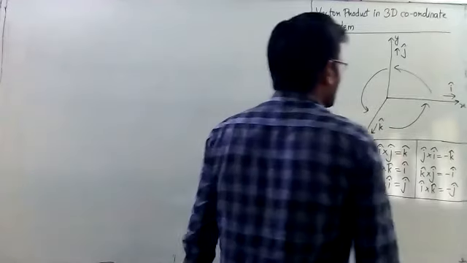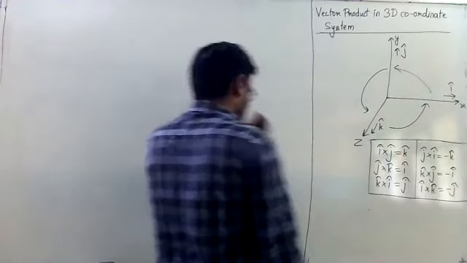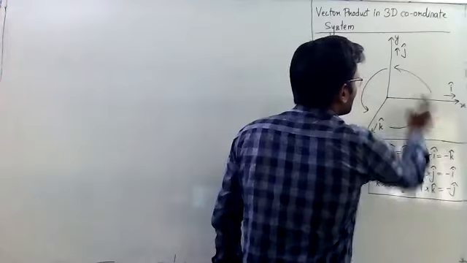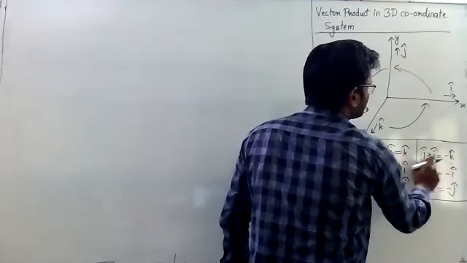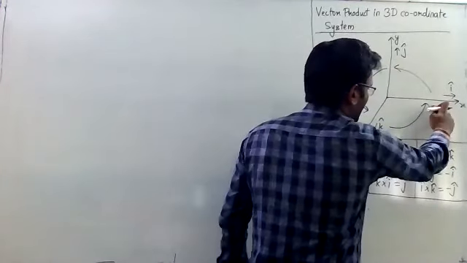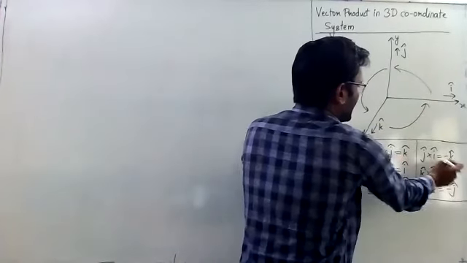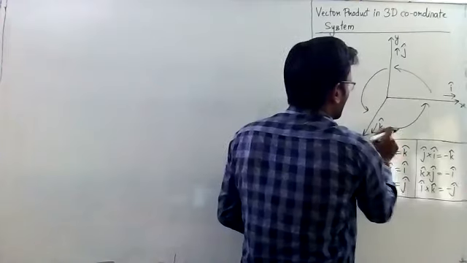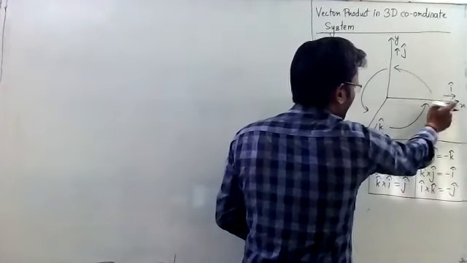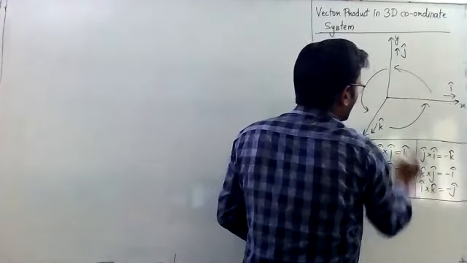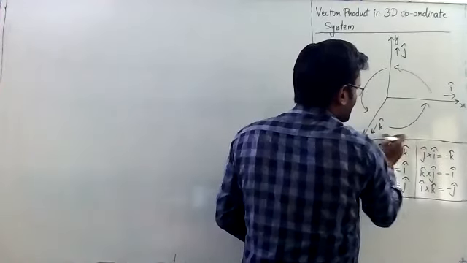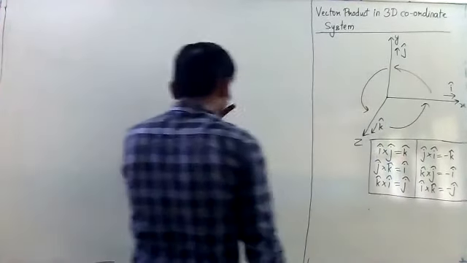But if I go against the cycle, then j cross i. What is j cross i? J cross i is equal to minus k. I am going opposite to the cycle, that's why I am writing a minus sign. K cross j is equal to minus i, and i cross k, going opposite to the cycle, is minus j. So this is the rule we are having.